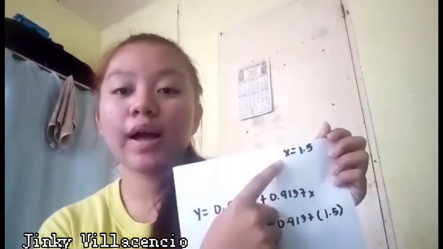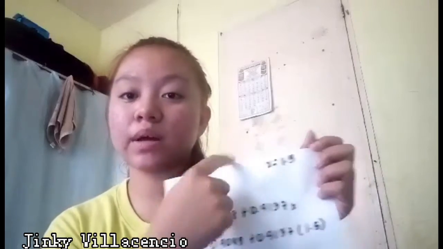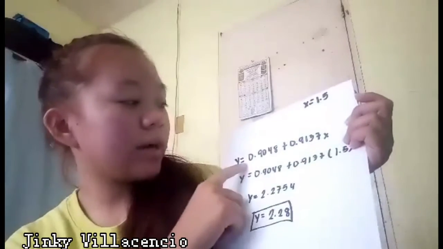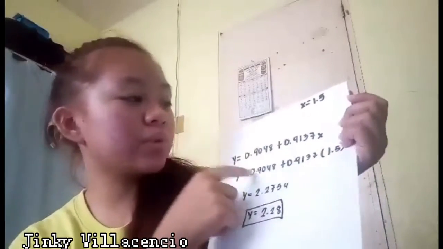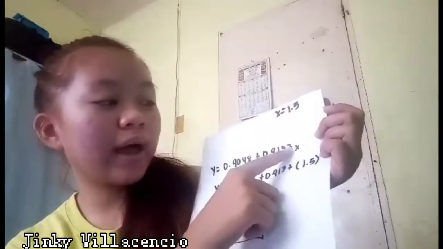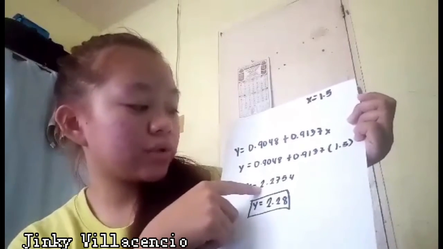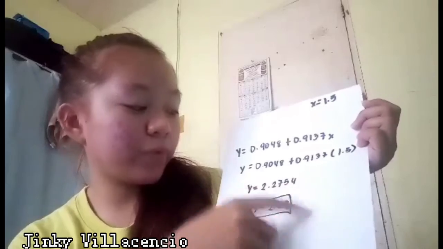So now with the letter b problem, x is equal to 1.5. That will be our x, and then as we gather the a and b, we will put the x as 1.5, and we will arrive at y equals 2.2754, and to estimate that, we get y equals 2.28, and that will be the answer.